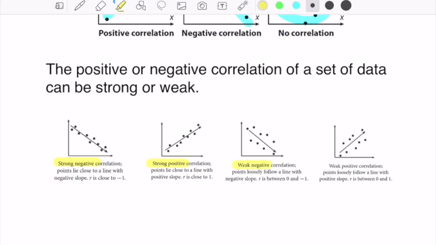Weak negative means that the points are kind of going down, but not as close to the line. And then weak positive is same thing. So the points are kind of following the line, but not really closely. They're a little bit further away from that line that goes through the middle, and they're going in a positive or in an up direction.